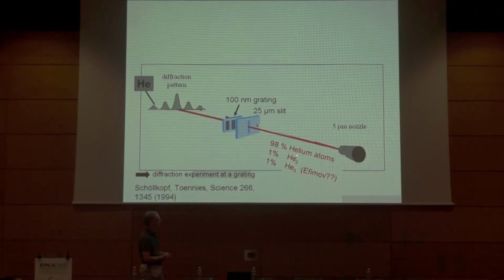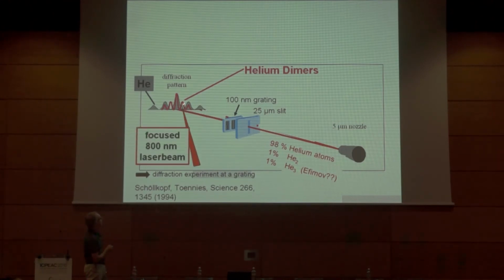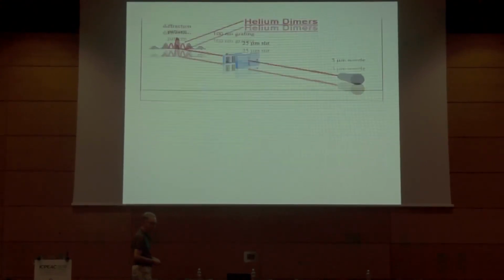So the difference between a monomer, a helium atom, and the dimer is they have different mass, so the de Broglie wavelength is different. So the diffraction at that grating is different. The helium atoms show that diffraction pattern, and for the twice as heavy helium dimers, the diffraction is compressed by a factor of 2. And in between are the trimers. So if you fire your laser in space here, you can do experiments on only the dimers. If you move your laser a little, there is a space where you can meet only the trimers.